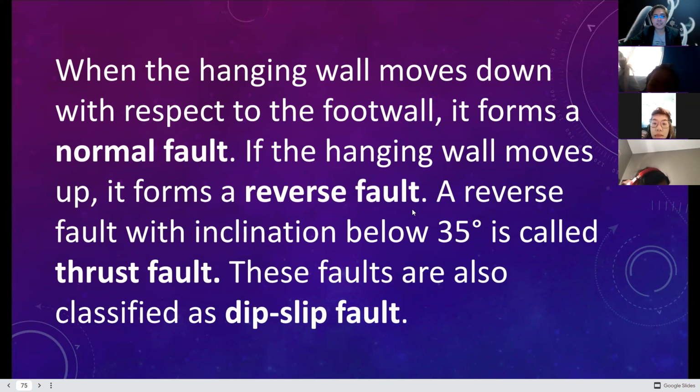These faults are also classified as dip slip faults. Dip slip fault, because a reverse and normal fault actually collide. They bump into each other and they tend to dip one of the sides. It could be the hanging wall or it could be the footwall, right?